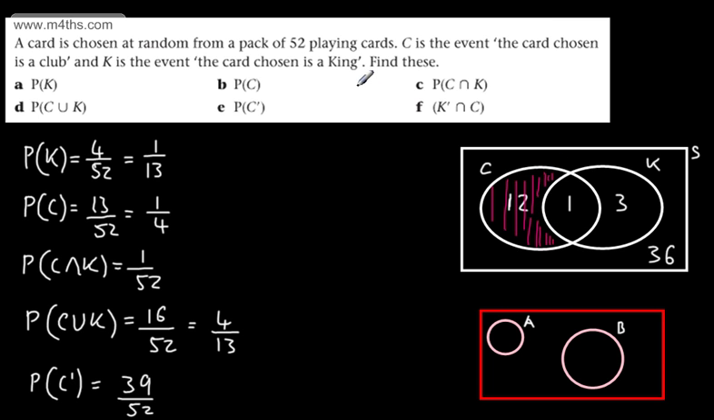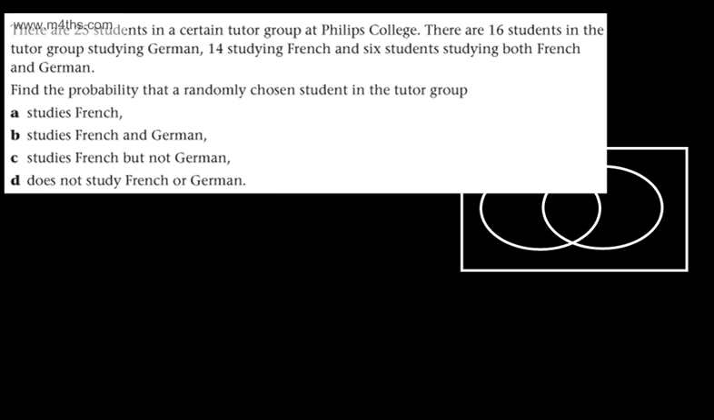Again, you might think of that in your head without using a Venn diagram. But we can say the probability now of not a king and a club is going to be 12 over 52, which we can simplify if we like. So there we go, using Venn diagrams for basic probabilities. Let's look at another one.